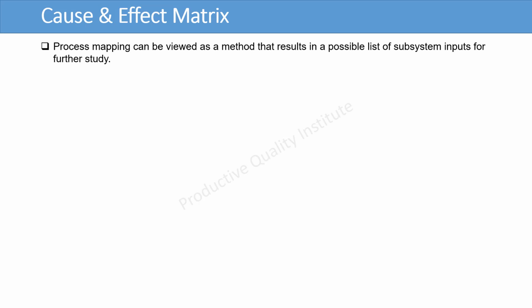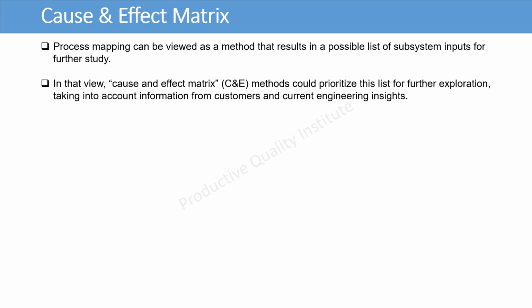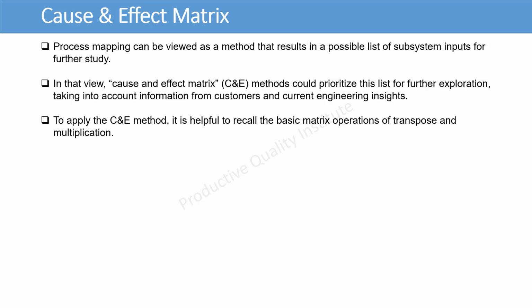Process mapping can be viewed as a method that results in a possible list of subsystem inputs for further study. In that view, cause and effect matrix methods could prioritize this list for further exploration, taking into account information from customers and current engineering insights. To apply the cause and effect method, it is helpful to recall basic matrix operations of transpose and multiplication.